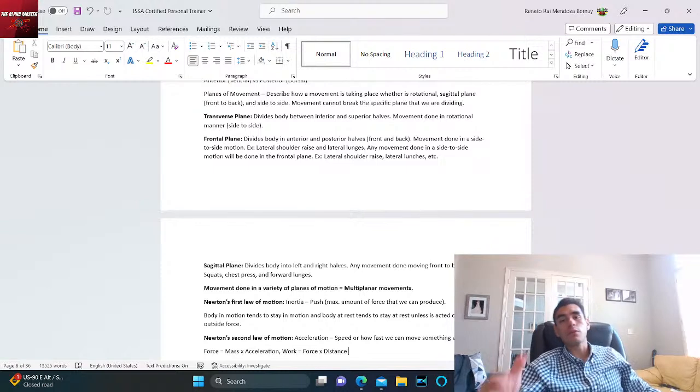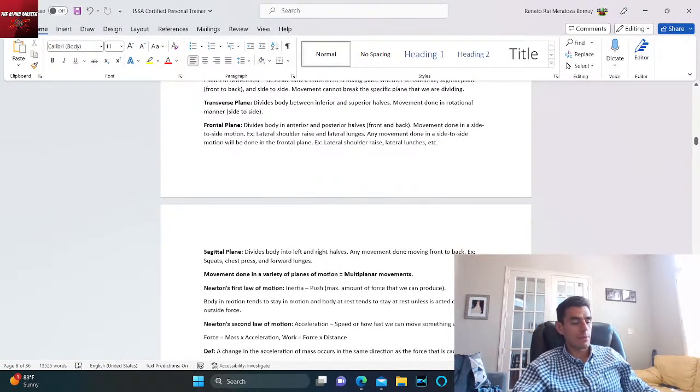Force is equal to mass times acceleration, and work is equal to force times distance, or mass times acceleration times distance. So force is mass times acceleration, and work is force times distance.